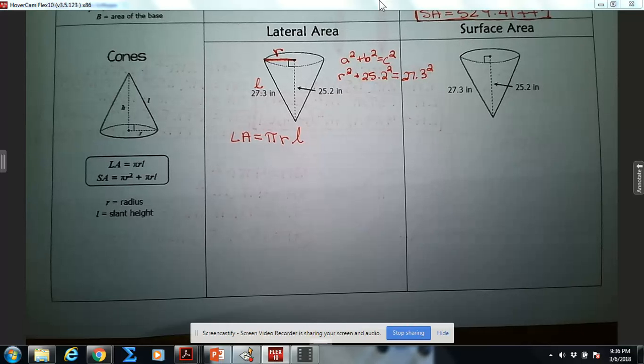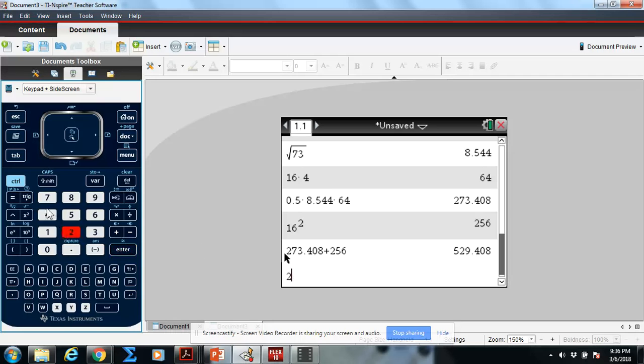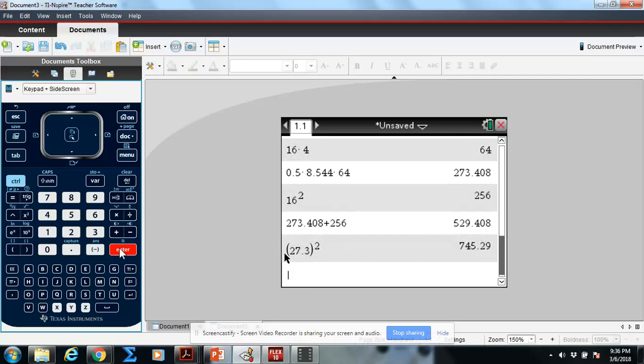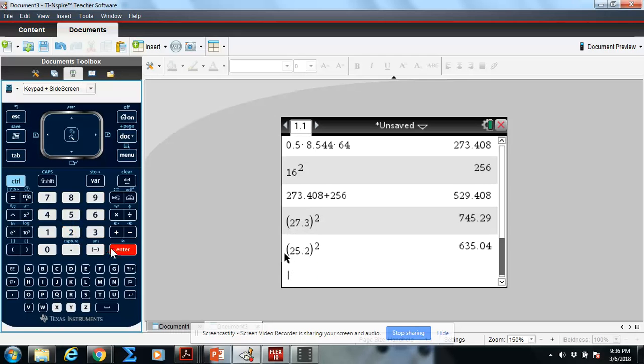Okay, so I'm going to need a little calculator help here. 27.3 squared, okay, 745.29. While I'm here, I'm going to get 25.2 squared. That's 635.04.